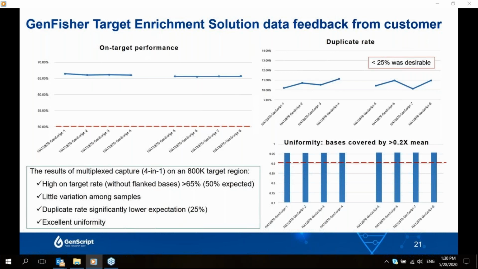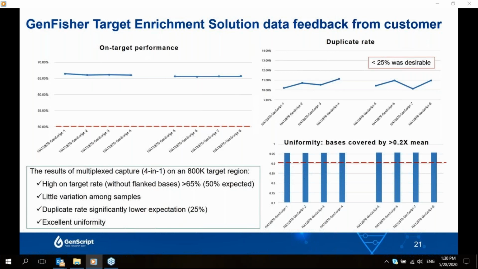Our panel came out at around 10% duplicate rate, while our customers expected around 25% based on their previous experiences. And when it comes to uniformity, shown on the bottom right corner, our customer measured the bases covered by at least 0.2x the mean coverage. And once again, we exceeded their expectation of 90% by being at around 95%.